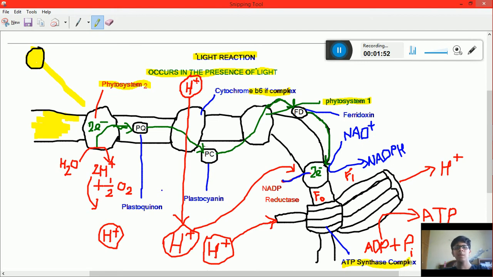So what is the main motive of light reaction? The main motive of light reaction is to produce NADPH and ATP for the dark reaction. It means light reaction is a preparatory stage for the dark reaction.